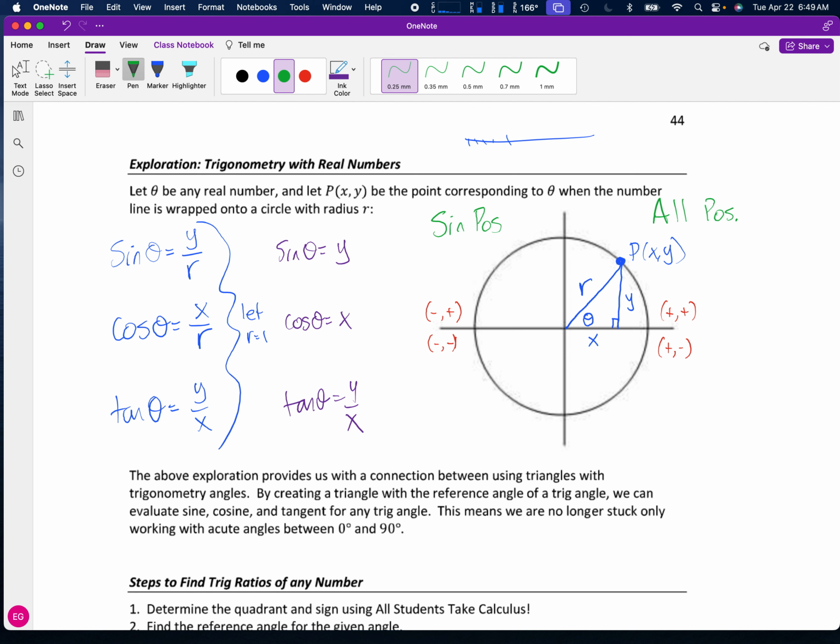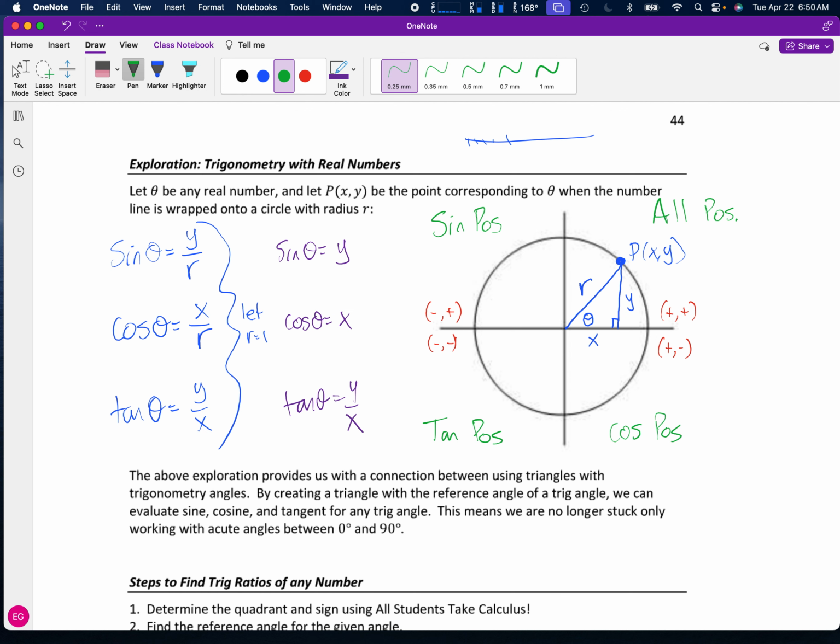So if sine's positive, cosecant's positive. In the third quadrant, we have x and y are both negative. So that means that both sine and cosine will be negative. But tangent will be positive because we'll have a negative y over a negative x. That's going to become positive. So down here, only tangent and cotangent will be positive. We do the same exact idea in the fourth quadrant. The x values are positive, the y values are negative, so sine and tangent will be negative, and only cosine will be positive.